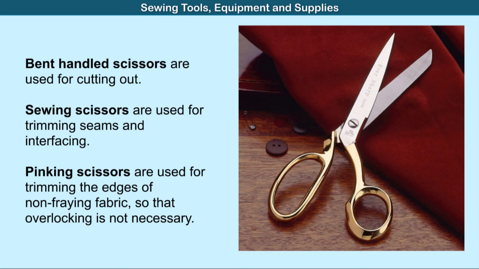Pinking scissors are used for trimming edges of non-fraying fabric so that overlocking is not necessary. They are to be used very carefully, as pinking scissors are difficult to sharpen. You can use thread clippers to cut thread. These work with a spring action blade. Use thread scissors for cutting thread.